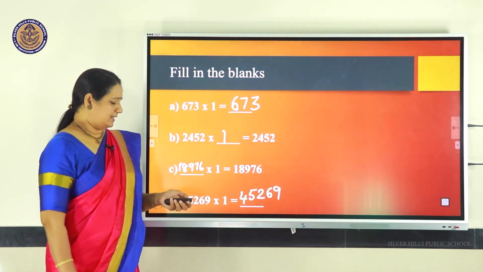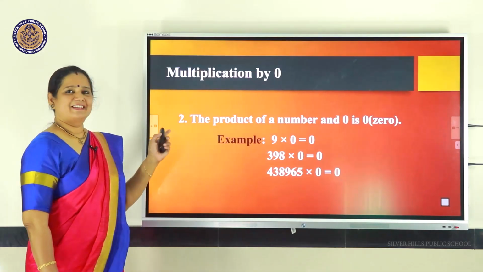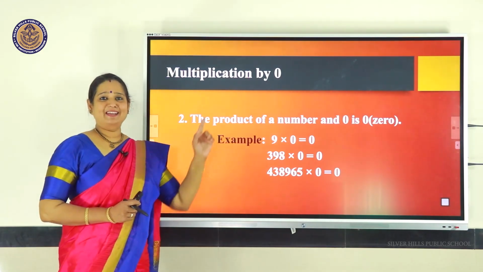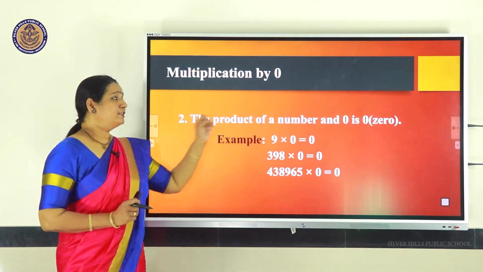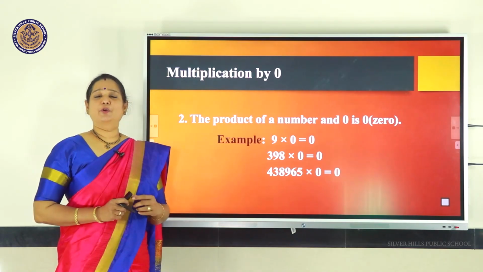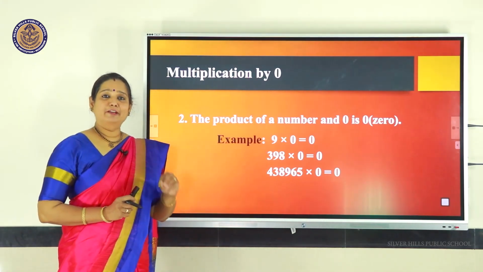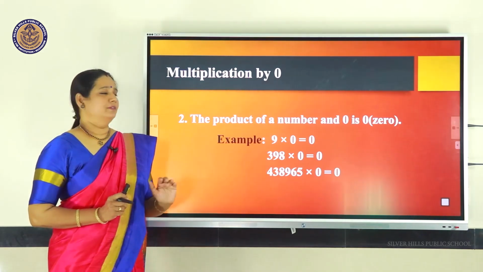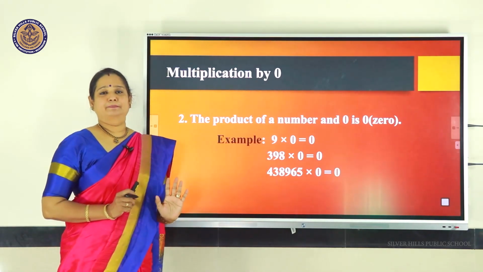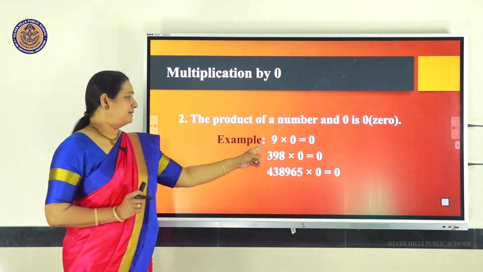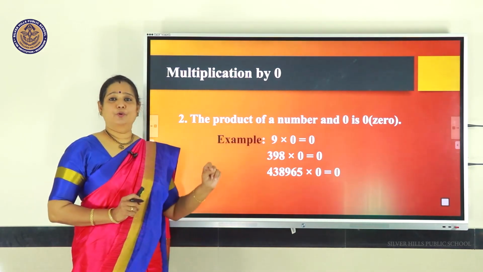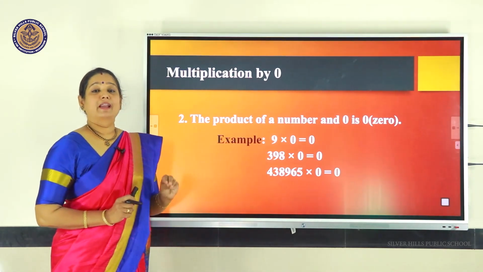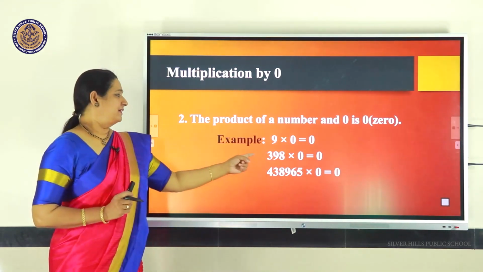Next, we will go to the next property. Yes, this is the second property of multiplication. Multiplication by 0. The product of a number and 0 is 0. Yes, when we multiply any number by 0, the product will be 0. Let's see these examples. 9 into 0. 9 is the number. You are multiplying that number by 0. 9 into 0 is 0.